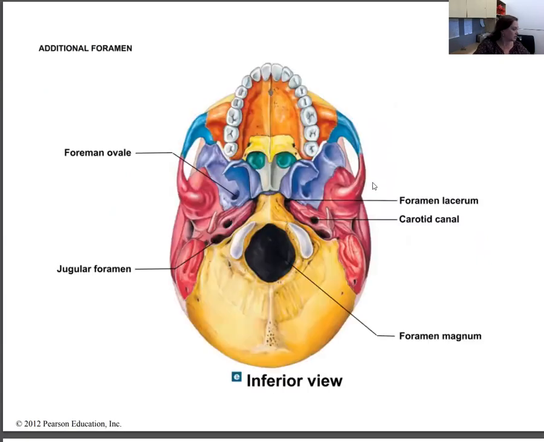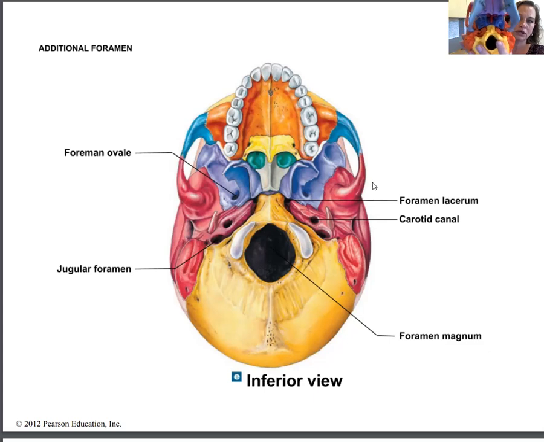Okay, now we're going to take that skull and we're going to pop him upside down again. So he's back upside down. So remember, this was the mandible. That's the lower jaw. This is the maxilla, or the upper jaw. This is the palatine bone. This blue bone is the sphenoid bone. These two orange bones are your temporal bones. And this bone here is your occipital bone.